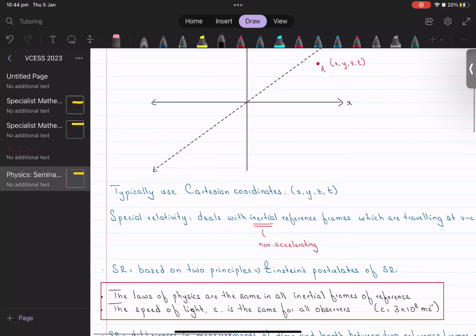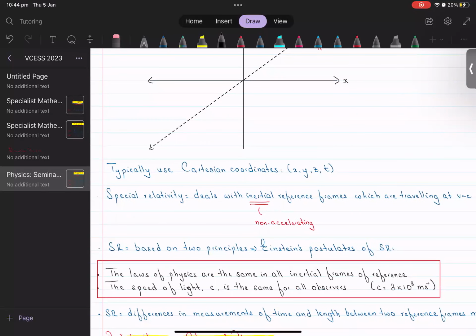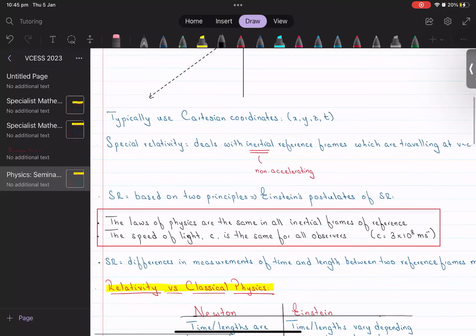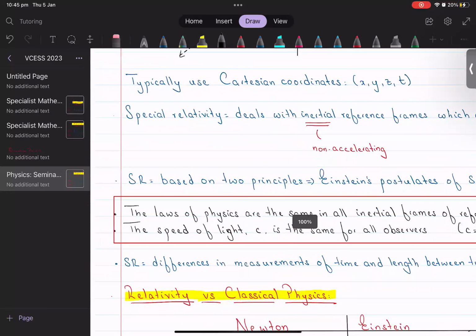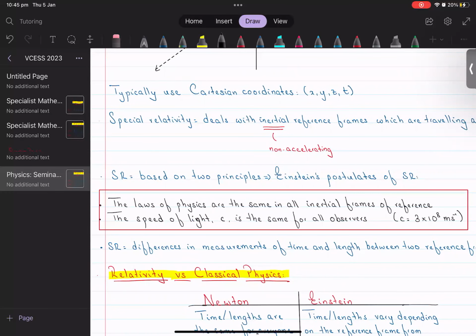Okay, so what's the big deal about it? Why did Einstein make a huge fuss when he published his paper on relativity in 1915? So special relativity is based on two fundamental principles, known as Einstein's postulates of special relativity. And what Einstein said was that the laws of physics are the same in all inertial frames of reference.